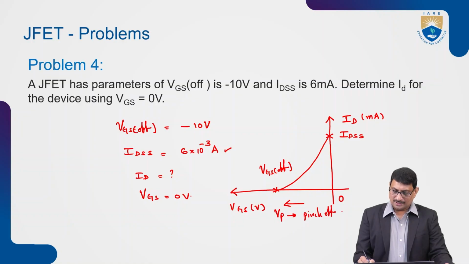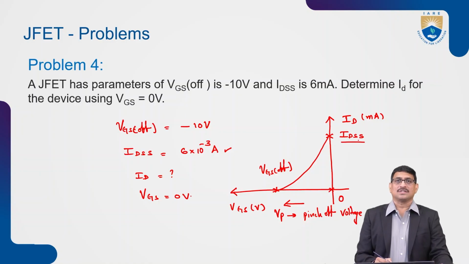Once again, I'll repeat. The gate source voltage at which the drain current becomes 0 is called the pinch off voltage. Whereas when the gate source voltage is at 0 volts, the drain current attains its maximum value, which is called the drain source saturation current.